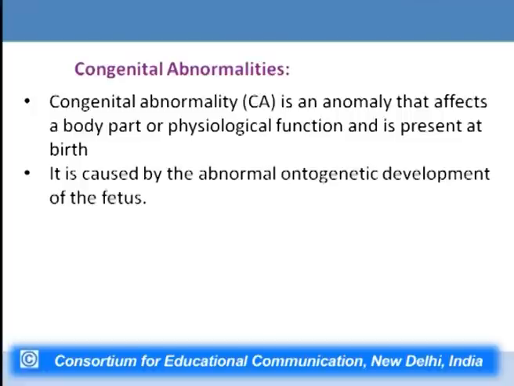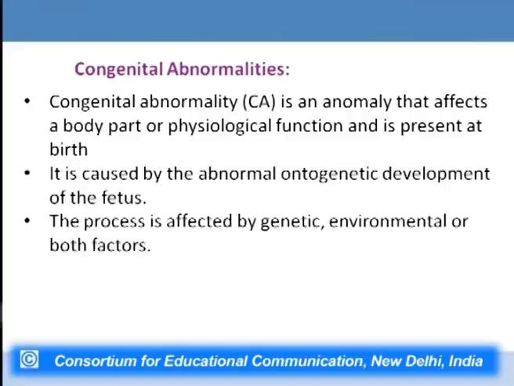Now, why does this particular abnormality occur? It occurs because of abnormal ontogenetic or abnormal embryonic development of the fetus. So, there is something abnormal going on which leads to the formation of an individual with an abnormality. If everything is fine, if everything is under control, then the individual will be born with a normal organ system, normal physiology. But if there is something amiss, then that particular individual will have certain malfunctioning of the organ system.